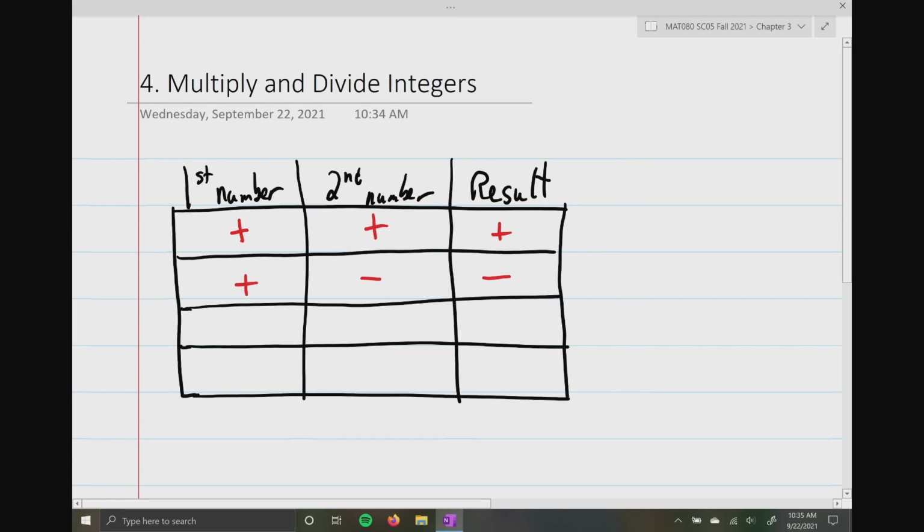Doesn't matter if you're multiplying or dividing. This applies to both. If the first number is negative and your second number is positive, your result will be negative. And then the last one, if both numbers are negative, when you multiply or divide, the answer will be positive. Okay? It's as hard as it gets right there.